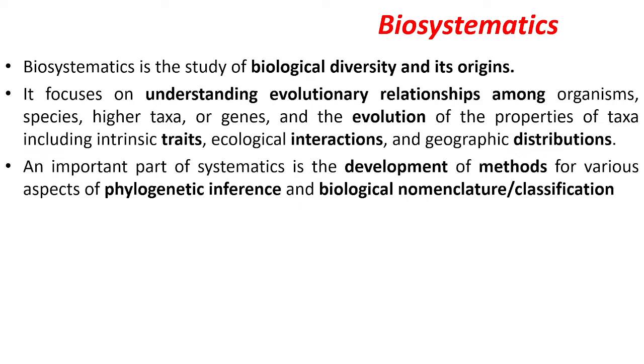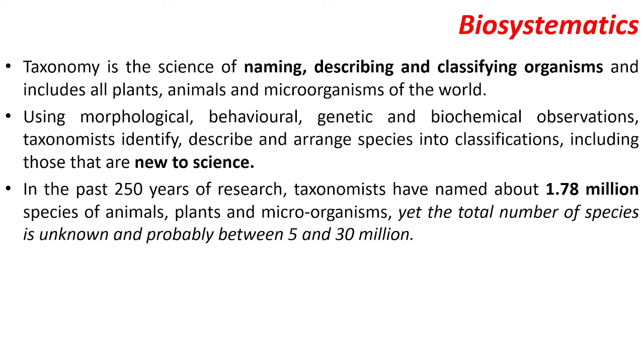Okay, and how exactly do we delineate the species? We delineate species, higher taxa or genes, and the evolution of the properties of taxa, including intrinsic traits, ecological interaction, and geographic conditions. It is an important part of systematics, which is helpful in the development of different kinds of methods in various aspects like phylogenetic inferences and biological nomenclature or classification.